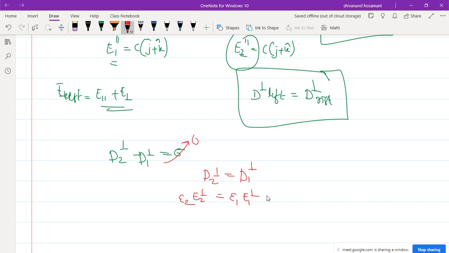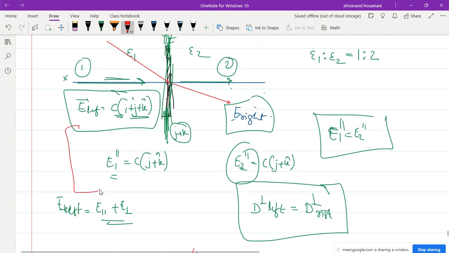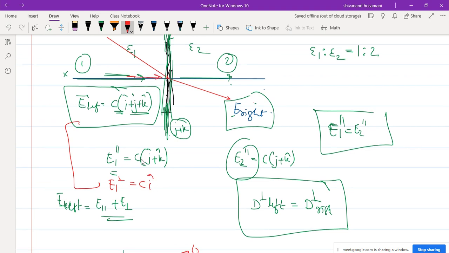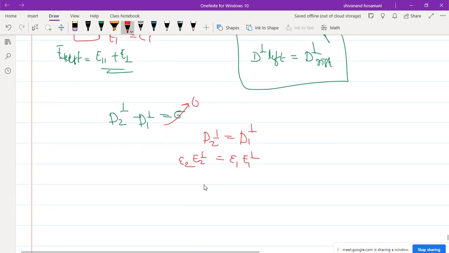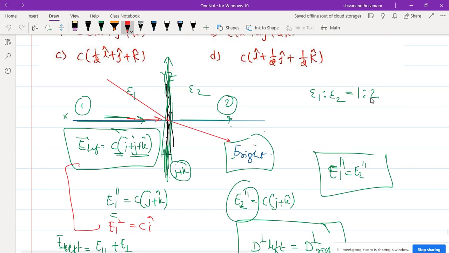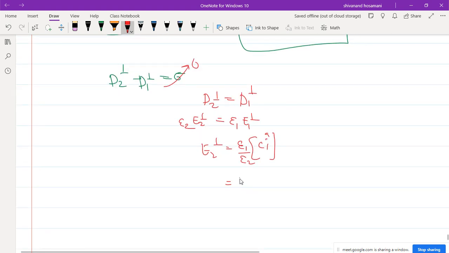So what is the E1 perpendicular from this one? E1 perpendicular is equal to C into only I cap. ಈ ಸರ್ಫೇಸ್ ಯಾವ್ದು ಪರ್ಪೆಂಡಿಕ್ಯುಲರ್ ಅದು, E1 perpendicular ಅದು x axis ನಾಗ ಬರತೈತಿ. Therefore E2 perpendicular should be equal to epsilon 1 divided by epsilon 2 times C into I cap. What is epsilon 1 by epsilon 2? He has already given it is 1 by 2. Therefore back substituting, this becomes 1 by 2 times C into I cap. That is the E2 perpendicular component.